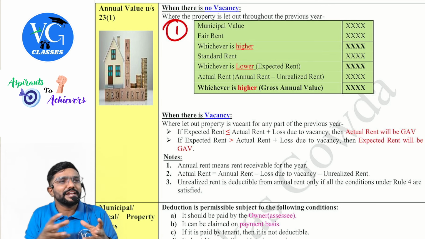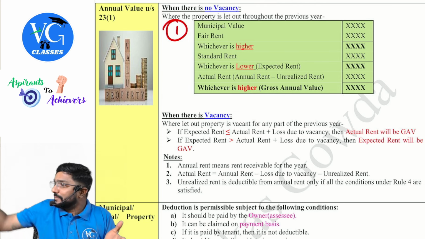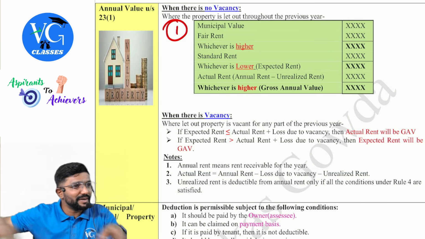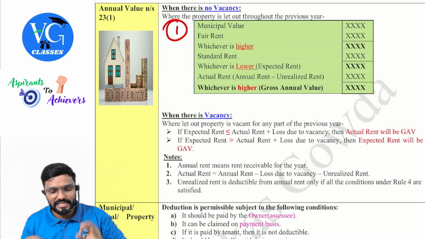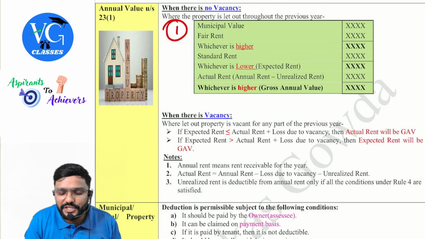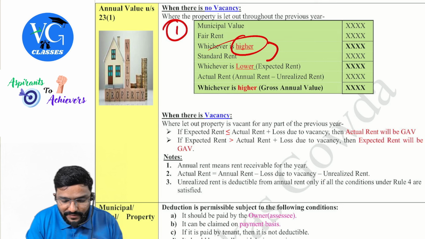Fair rent means, sir, if my property is let out for someone else, what is the rent we will get? Or a similar property next door, my neighbor is also having the same property, same square feet. If that is let out, how much will we get? Clear? Yes, sir. Compare both of that, take whichever is higher. First step done. Second step, compare whichever is higher with standard rent.